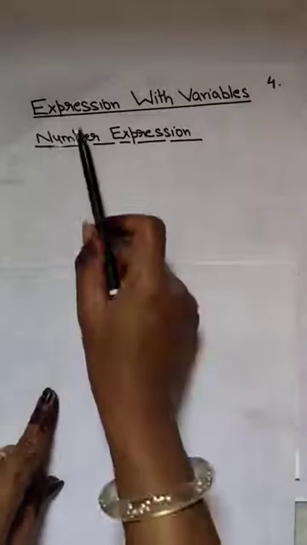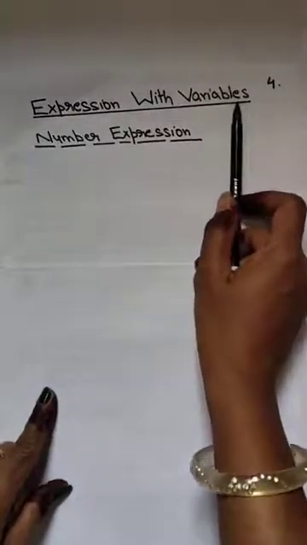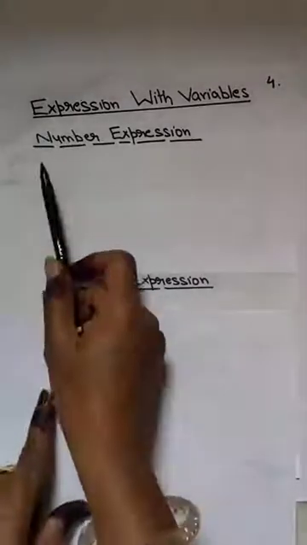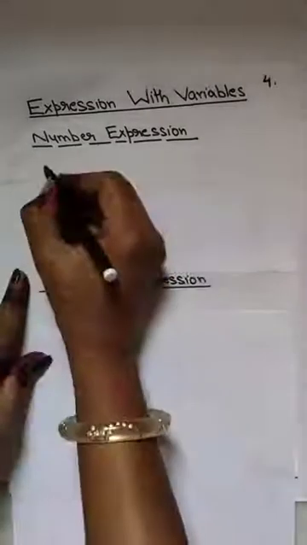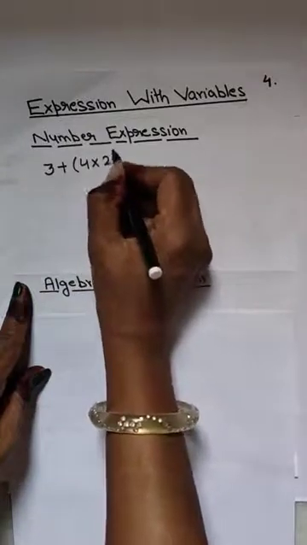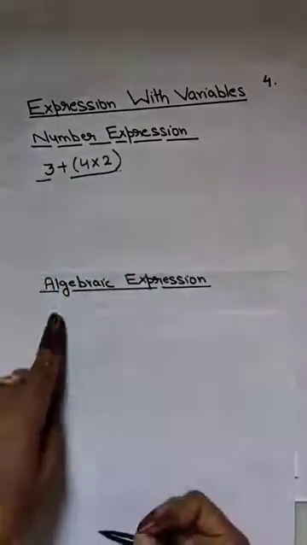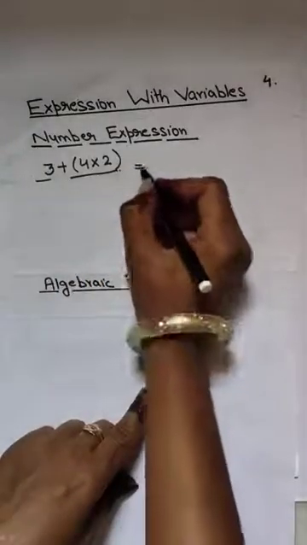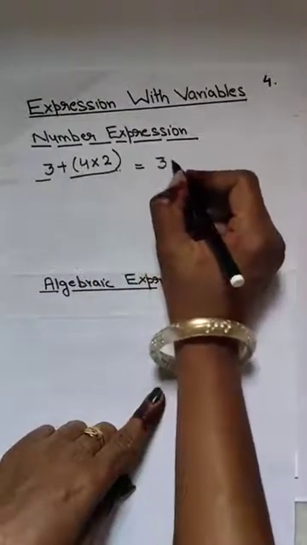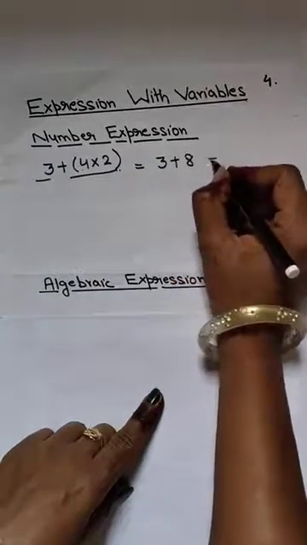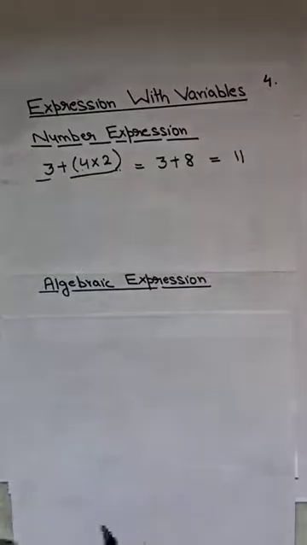After that we have done expression with variables. See, expressions are of two types, number expressions and algebraic expression. What are number expressions? Number expressions are like this: 3 plus 4 multiplied by 2, where only numbers are there. There is no variable. These are called number expression. This we can solve easily. First of all, we have to solve the bracket. So we will write down 3 as it is. 4 multiplied by 2 is 8. So 3 plus 8 is 11. Okay. So these are called the number expressions.